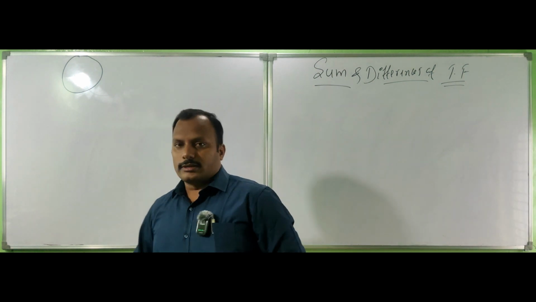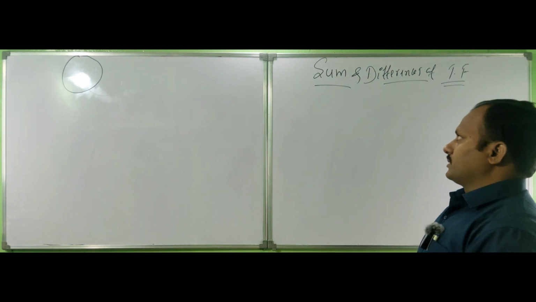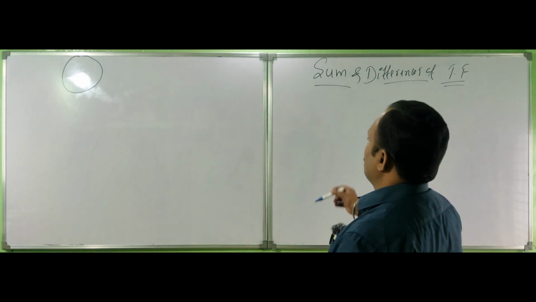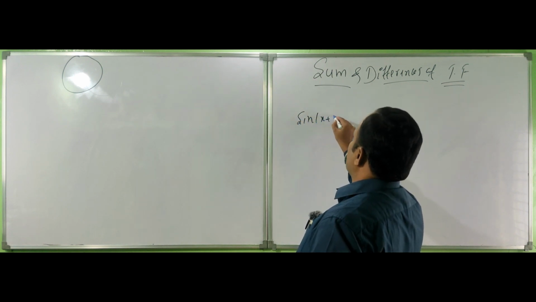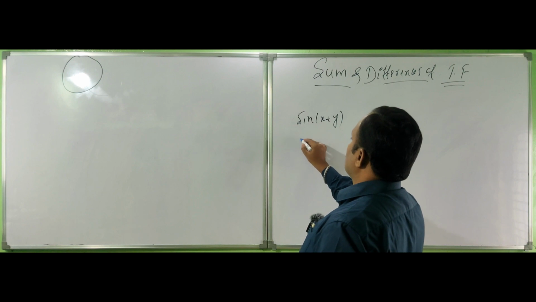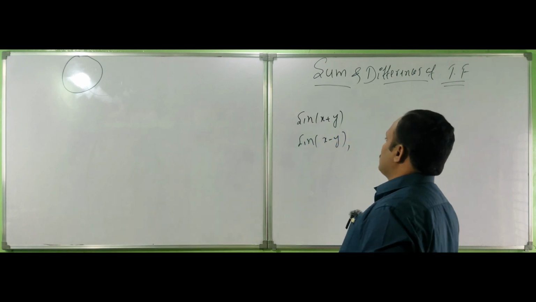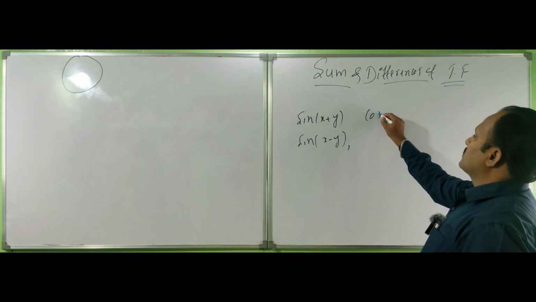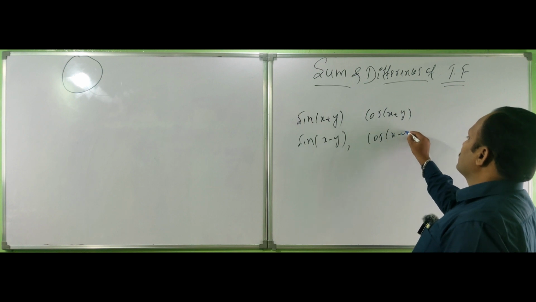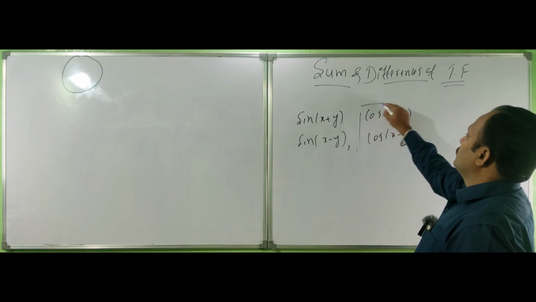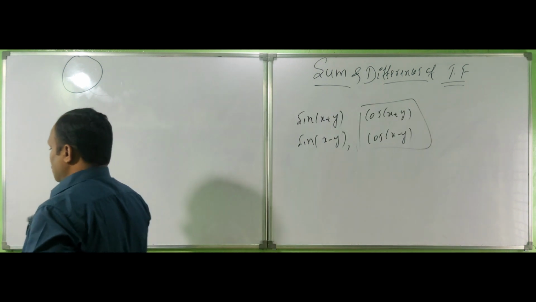Today the next concept is the sum and difference of trigonometric functions. What is that? Sum and difference of trigonometric functions means how we should define sine of the sum of two angles, sine of x plus y, sine of x minus y, similarly cos of x plus y, cos of x minus y, according to the given conditions.